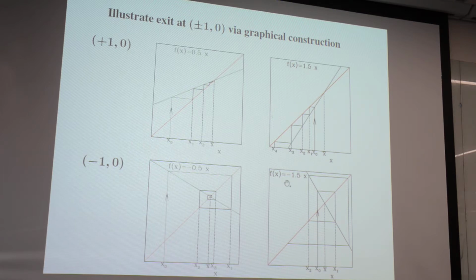Now here's f of x equals minus 1.5x, and so that's going to be unstable, and it's also going to be oscillatory because of the minus sign. So here's our fixed point, the intersection of the black line with the red line. We are a little bit to the left of the fixed point here. We go to the black line to get our function value. We go to the red line to put that on the horizontal axis. We go to the black line to get a new function value.